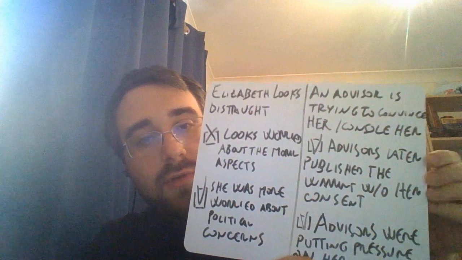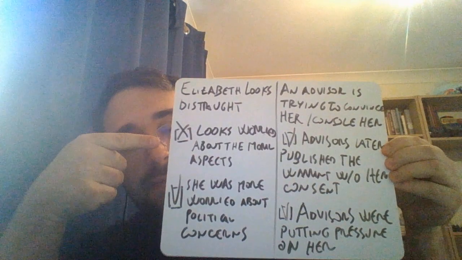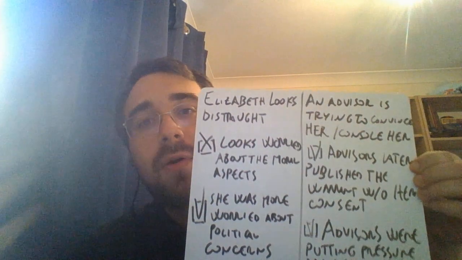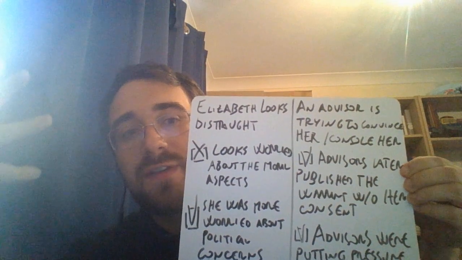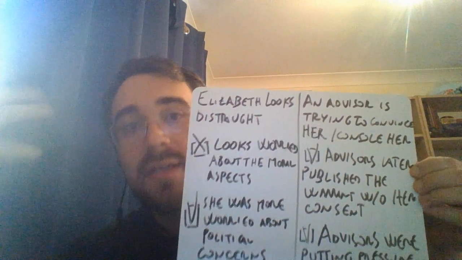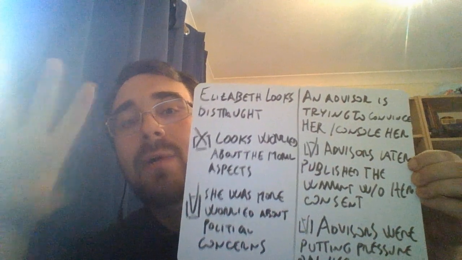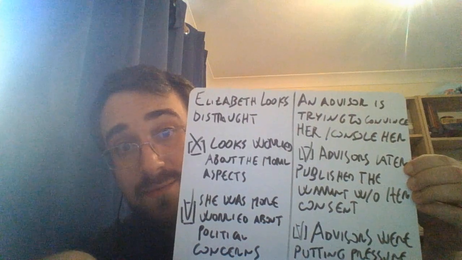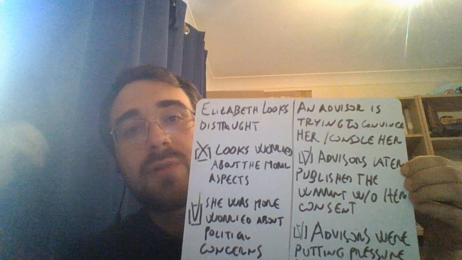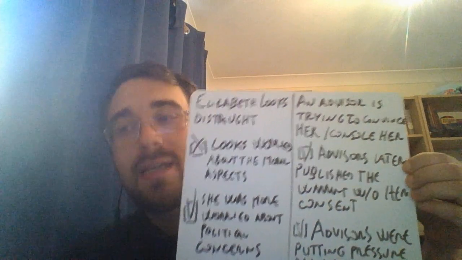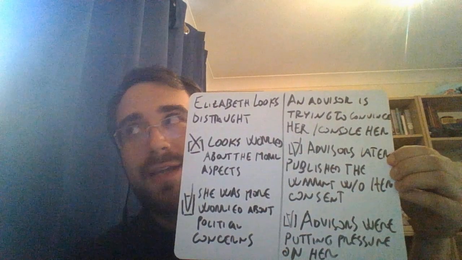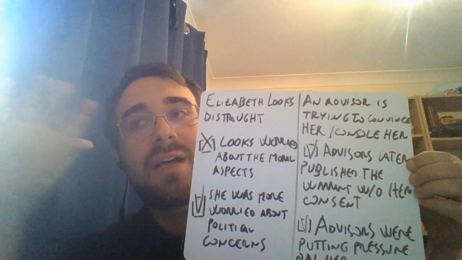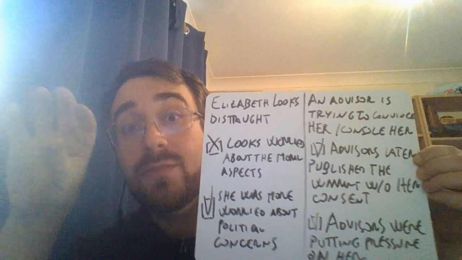Elizabeth looks distraught. As you can see here, there is a square with an X, meaning not convincing. Why? She looks worried about the moral implications of what she did, as if she has done something wrong. In reality, from the letters between Mary and Elizabeth, we know that she had a strong rivalry with her cousin. They never met. And Elizabeth possibly hated her. Why? You should already know the answer, because Mary was a magnet for plots and conspiracy.